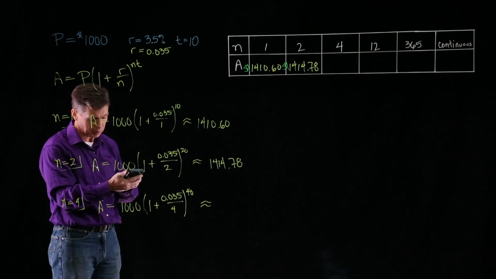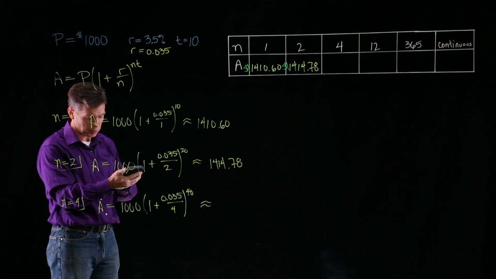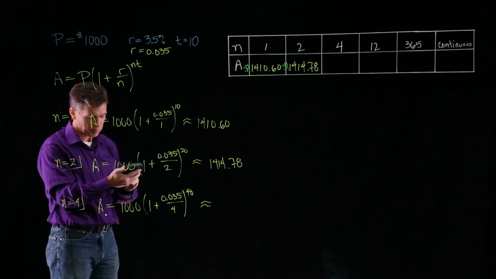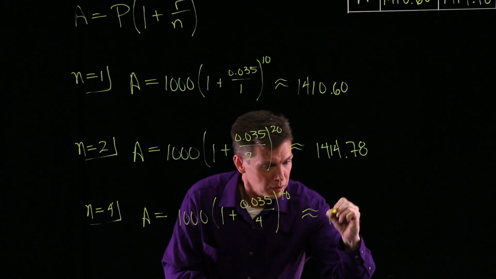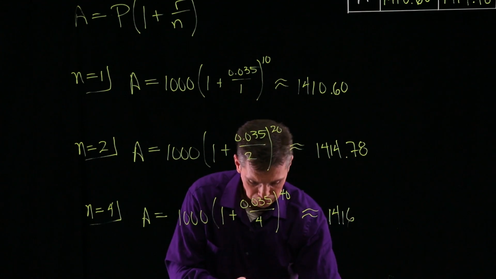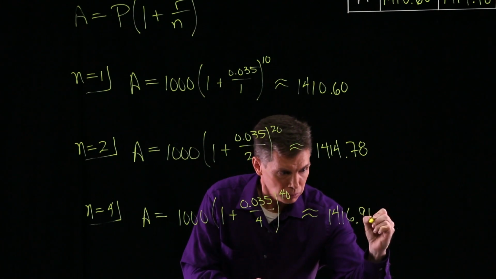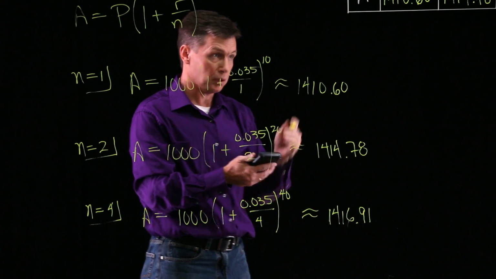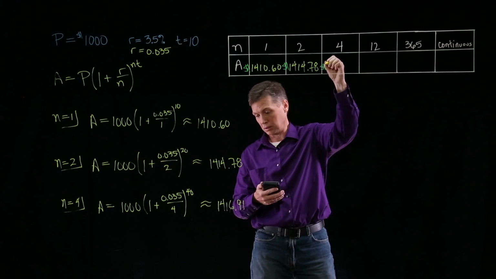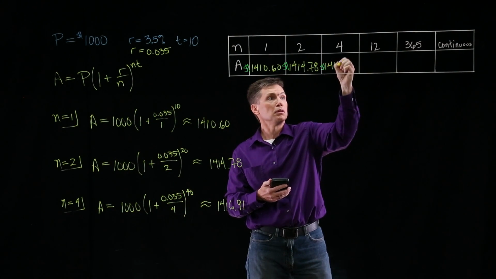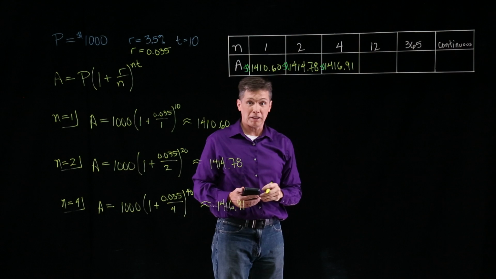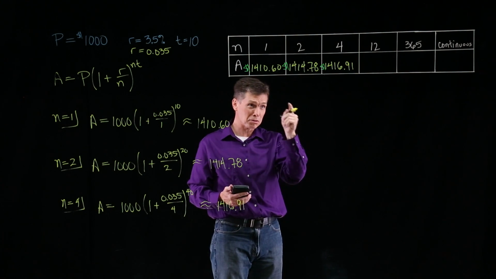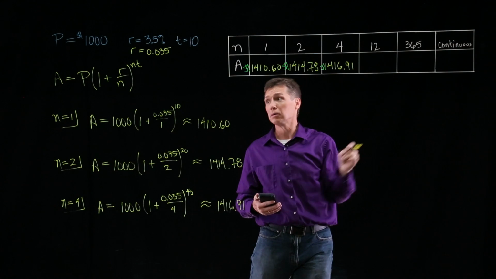1,000 times parentheses 1 plus 0.035 divided by 4, raised to the 40th power. My result after rounding is 1416.91. To the table, I'll just put that entry in. Okay, keep the momentum going. We have 3 of our n values, 3 more to go.